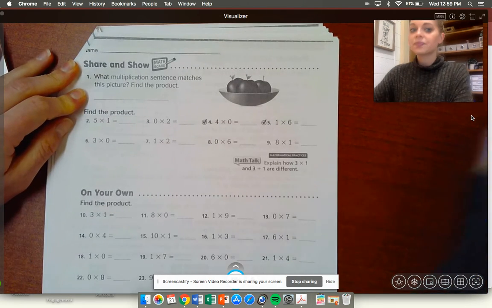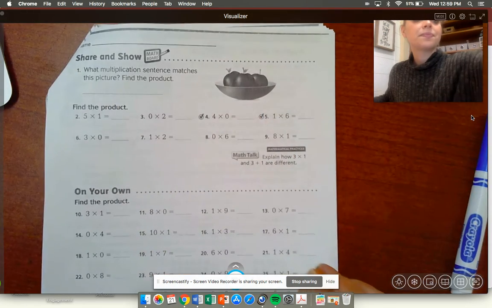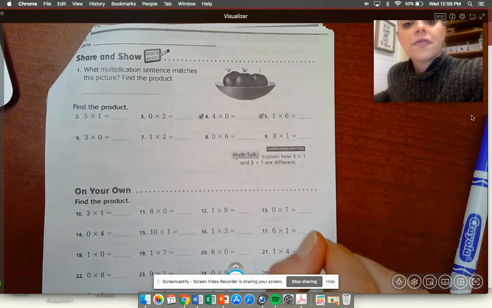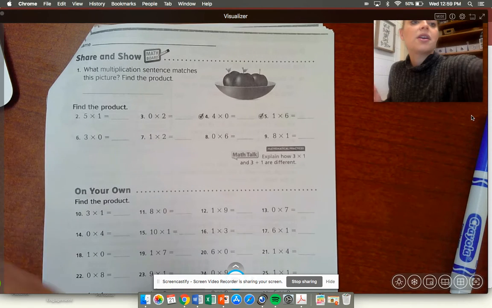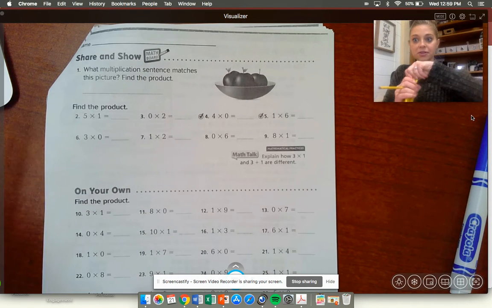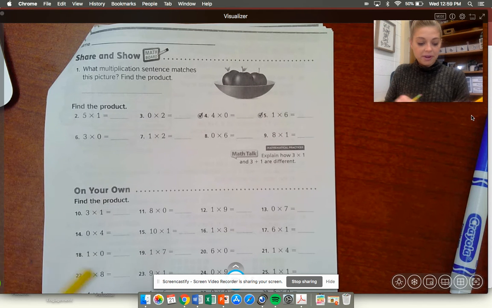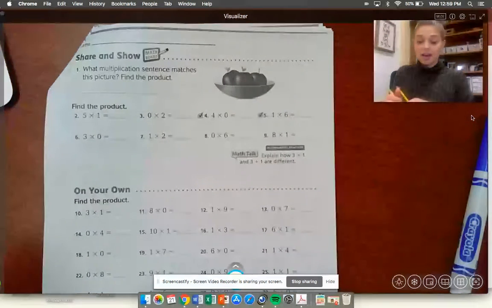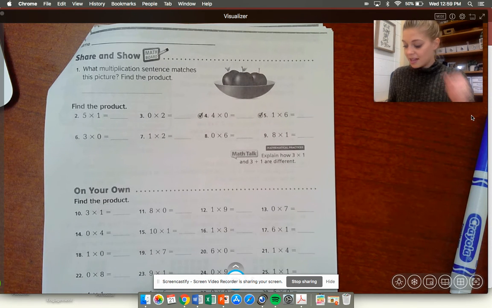So let me grab a pencil. The first one, oops, these are all unsharpened pencils. I need to get some new sharpened pencils. All right, here we go. I'm ready now. So you'll need a pencil as well, okay?